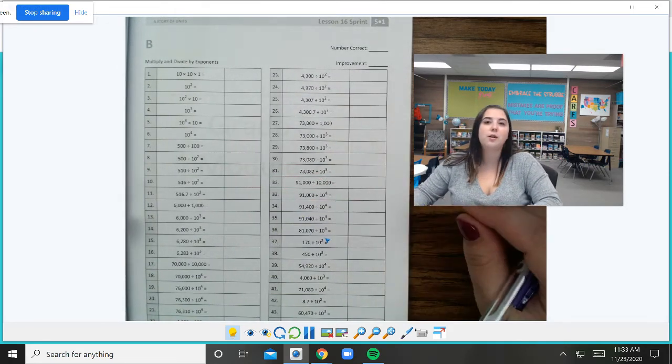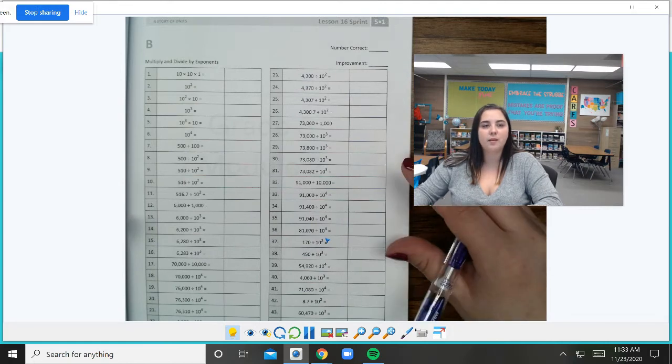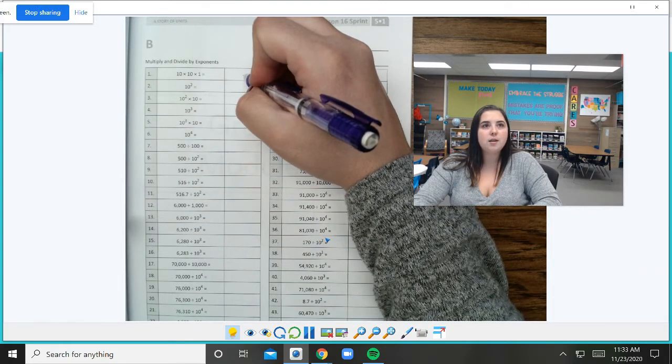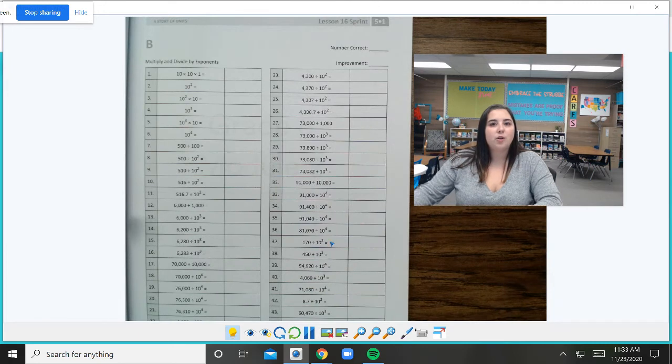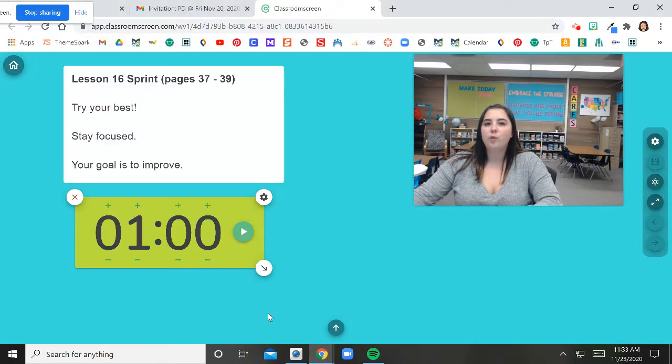So flip your page. I'm now on page 39. Have your pencil up there ready. You're going to work the whole time, trying your best to stay focused. All right, 1 minute. You can begin now.